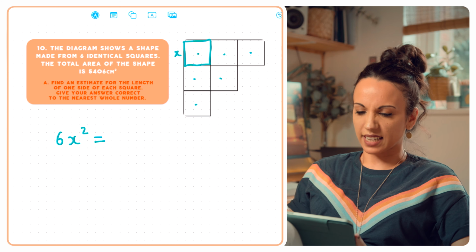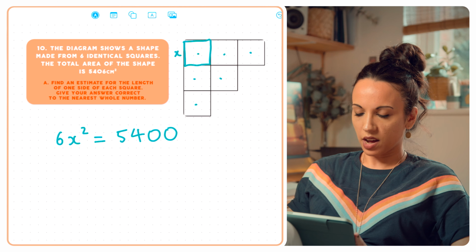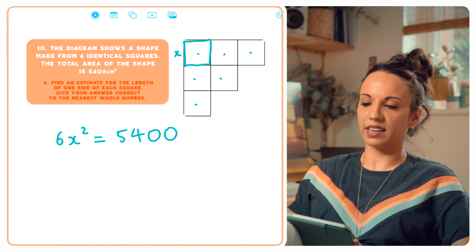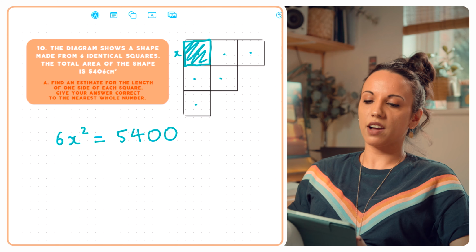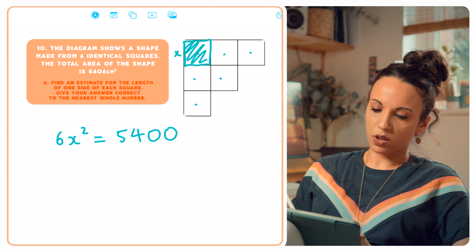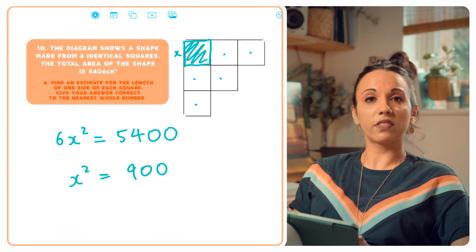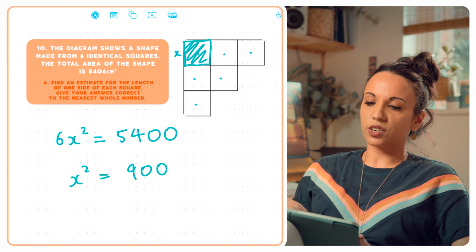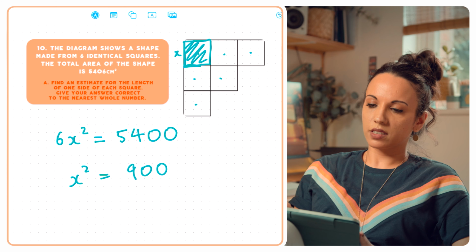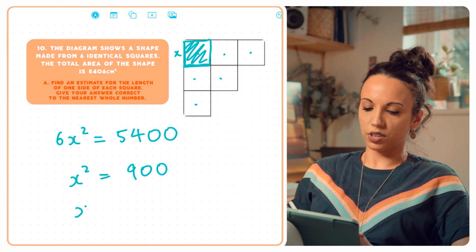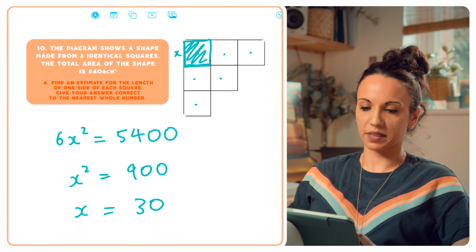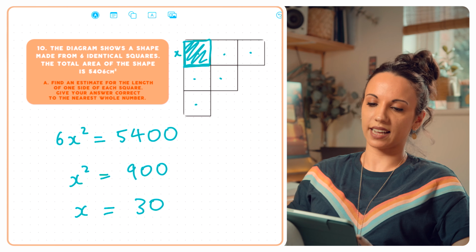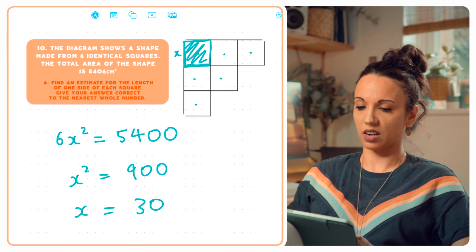And it's told us that the total area is 5,406. I'm going to round that down to 5,400. So if I know that the total area is 5,400, roughly, then the area of each of these squares is going to be 5,400 divided by 6, which is 900. So the area of one of these squares is approximately 900. So now I know that the side times itself is going to be 900, then each side must be approximately 30. And that's the estimate of each side, because I haven't used the exact number. I've rounded it down to make the calculations slightly easier.